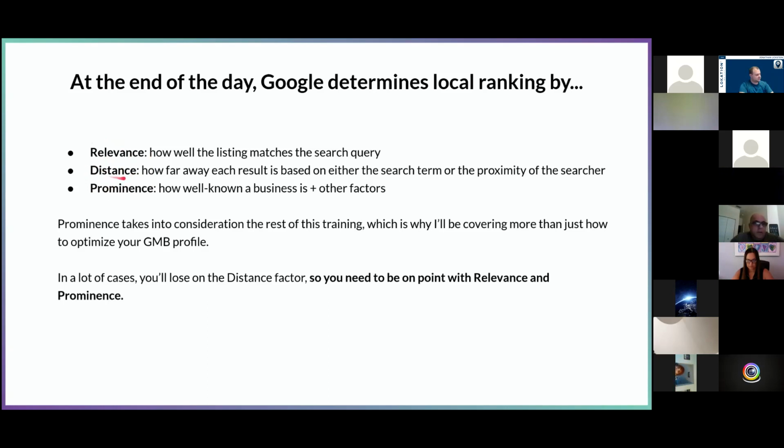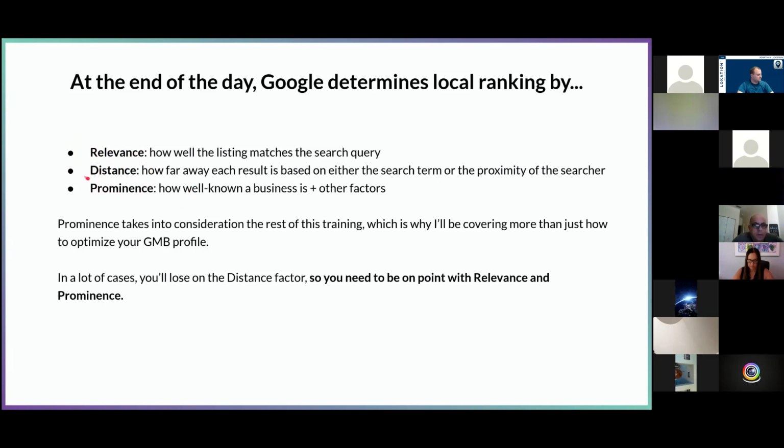And then if you're going to rank for that distance query anyway because you're the closest result, then you're going to guarantee yourself that you're going to be in that top 3 because you're nailing all 3 of these things. So that's why it's very important that we focus on these things. So the rest of the training is going to be everything that goes in to the prominence piece, okay?